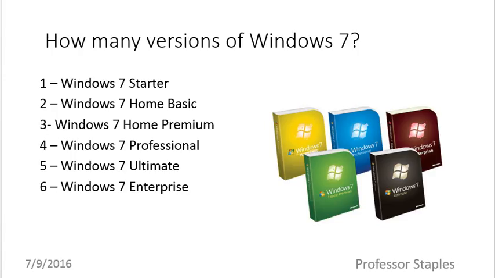How many versions of Windows 7 are there? There are about 6 versions: Windows 7 Starter, Windows 7 Home Basic, Windows 7 Home Premium, Professional, Ultimate, and Enterprise. I mentioned them all in the order they were released.